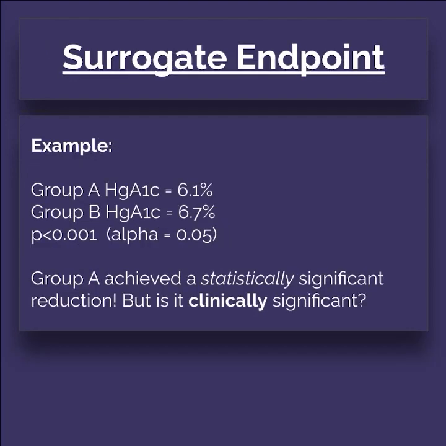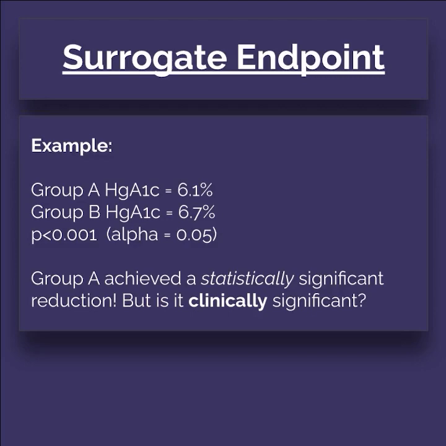This time, the trial is reporting A1C values. After the trial ends, the average A1C in Group A, the active group, is 6.1%, and 6.7% in Group B, the placebo group. Again, the difference is statistically significant, but is an A1C difference of 0.6% clinically significant?